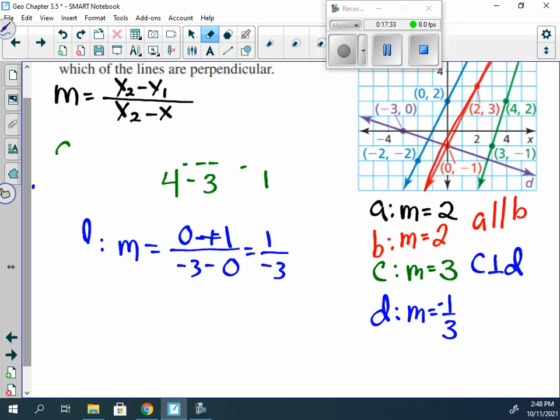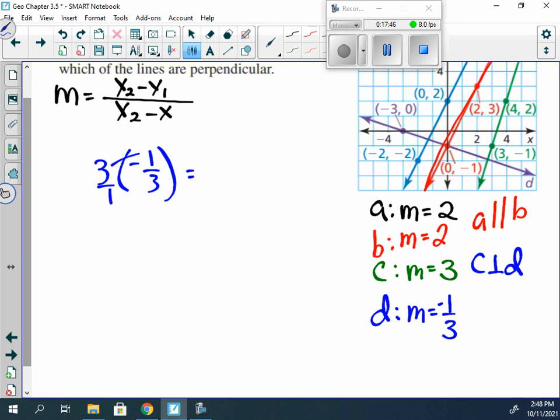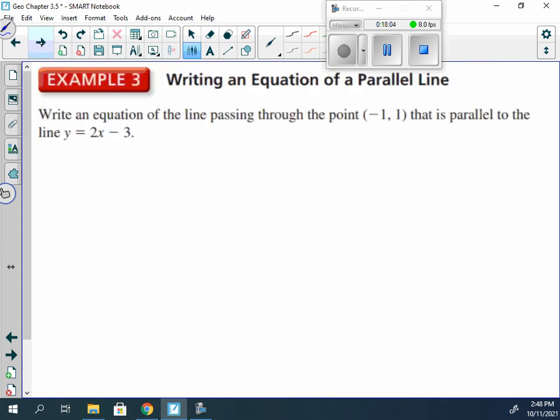Because if we looked at it, by definition, two lines are considered perpendicular if the product of their slopes is negative 1, so 3 times negative 1/3 is negative 1. Now, if we multiply these, we always multiply numerator to numerator, which would be negative 3 over 3, which is negative 1. So these two lines would be perpendicular to each other. Any questions on this here? Okay. We'll move on to the next part.